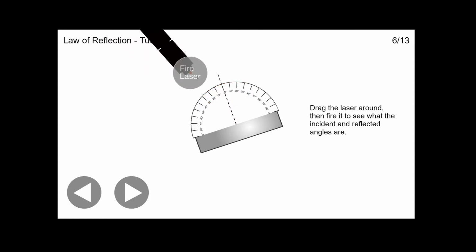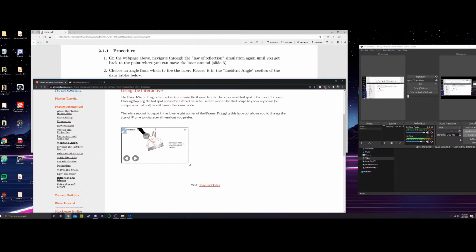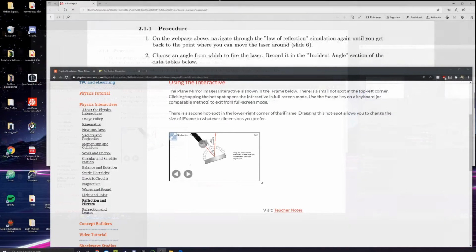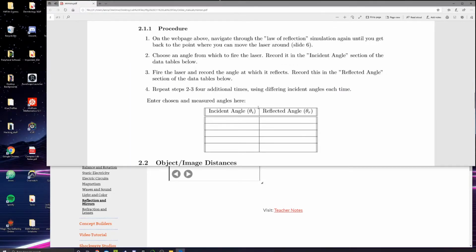And for the 5th and final point, let's choose about 20 degrees. Once again, the incident angle is about 21 degrees, and the reflected angle was about 21 degrees. All right, so go ahead and fill those in on your data tables. I'm going to transition back. Okay, great. So go ahead and fill those in on your data tables right in here, and we'll move on to the second part.